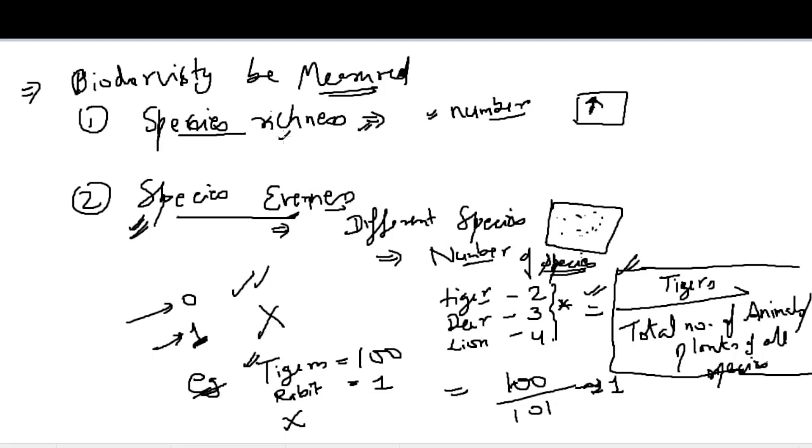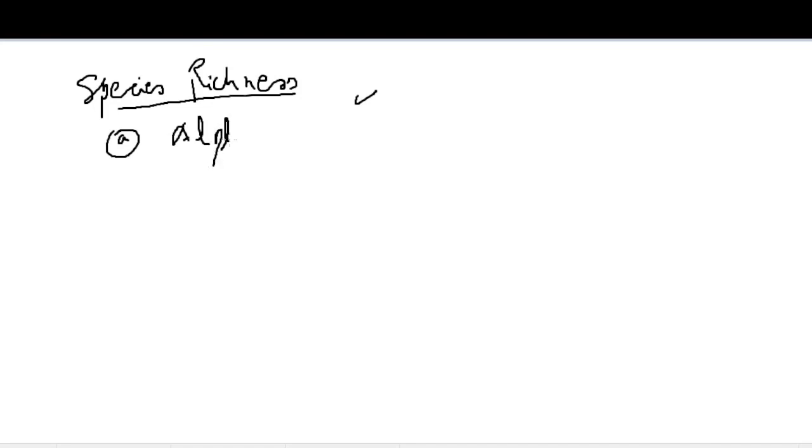Now, species richness is also divided into three main components. Let's see it on another slide. Now let's see species richness. I already told you species richness is the number of species in a particular area. So this species richness can be of three types. First is alpha diversity. So how is this alpha diversity measured?